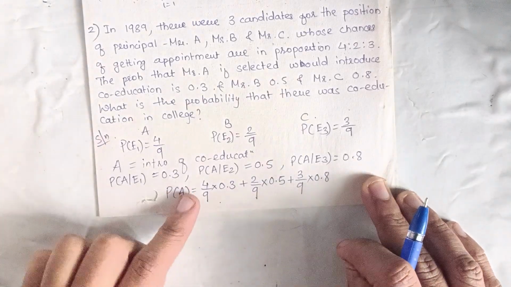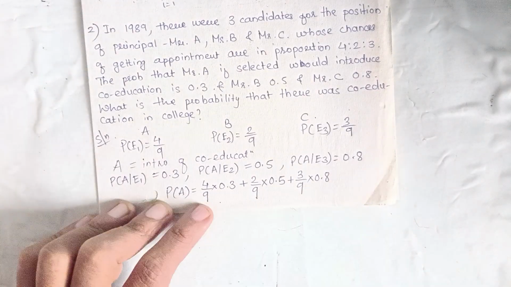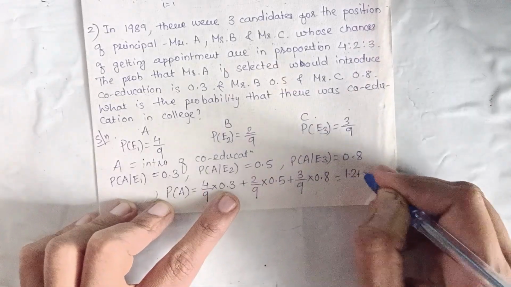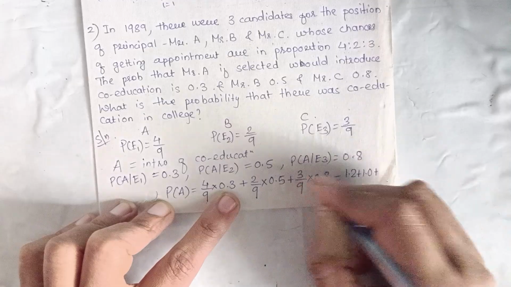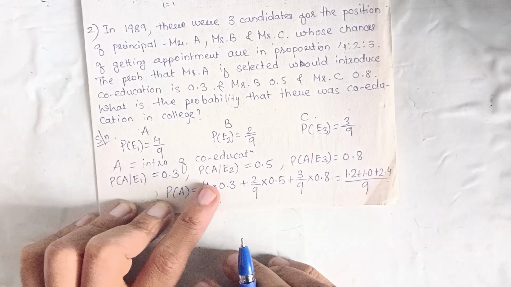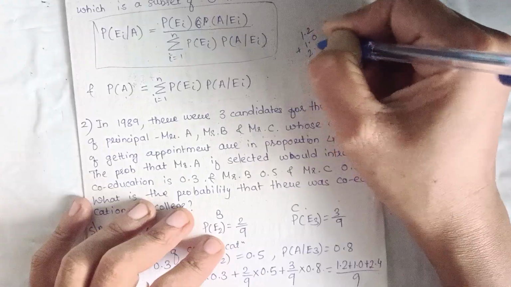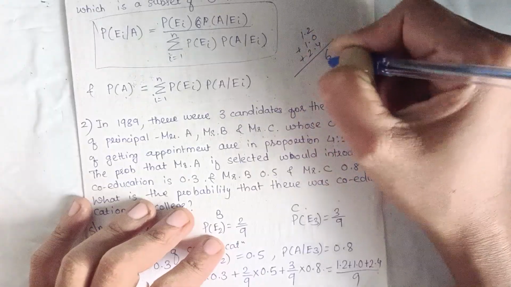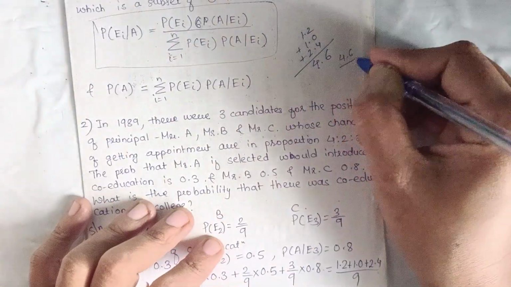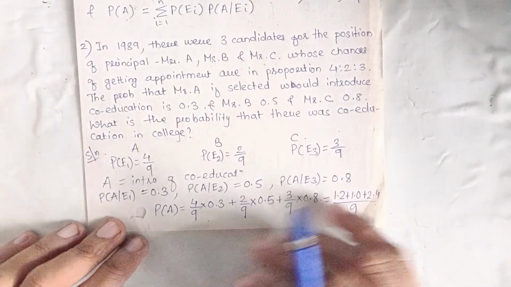We can multiply this keeping the denominator the same so that it will be easier to calculate. So this is 1.2 plus 1.0 plus 2.4 upon 9. 1.2 plus 1 plus 2.4 is 4.6 upon 9. This is the probability, that is P of A.